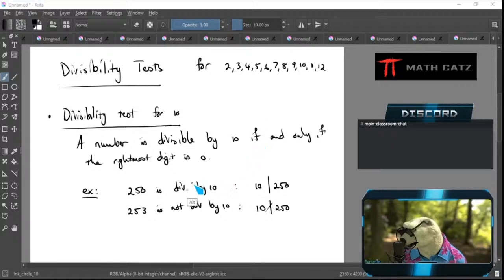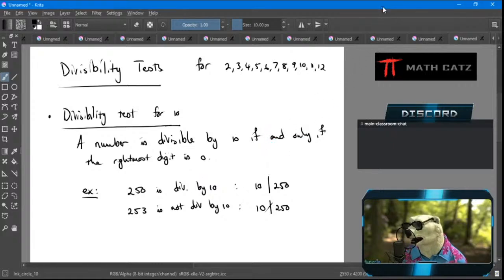whenever the last digit is a 0, that number will always be divisible by 10. And anytime the last digit is not a 0, it will definitely not be divisible by 10.